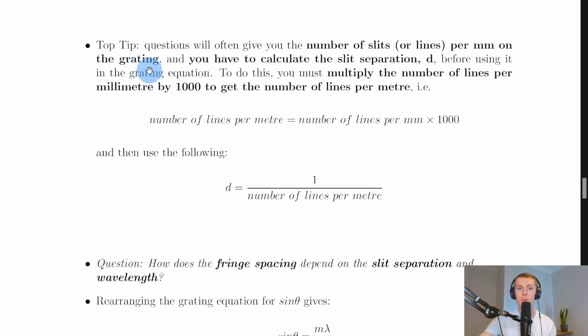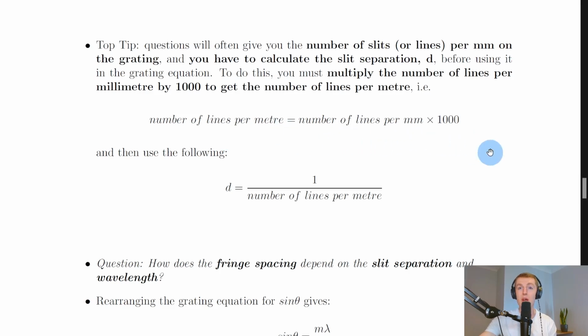Moving on, we have a top tip which says questions will often give you the number of slits or lines per millimeter on the grating, and you have to calculate the slit separation d before using it in the grating equation. To do this, you must multiply the number of lines per millimeter by 1000 to get the number of lines per meter, i.e. if we were to write this as an expression, we could say the number of lines per meter is equal to the number of lines per millimeter times 1000.